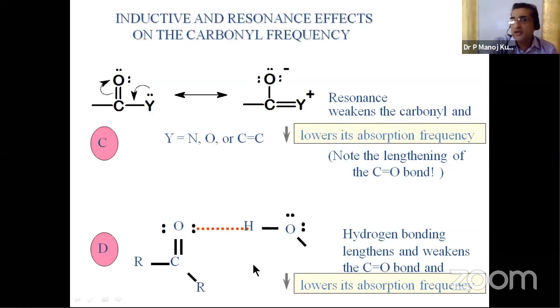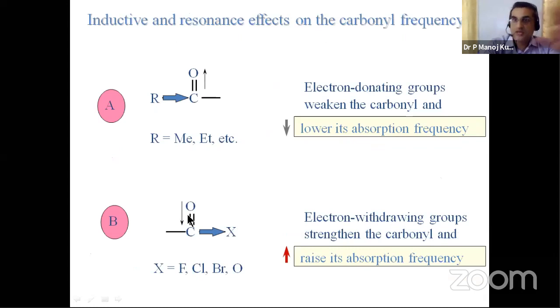Similarly, hydrogen bonding, we already learned. It doesn't affect the OH bond alone. We already learned that the OH stretching vibrational frequency will be shifted to lower wave number in the case of hydrogen bonding. A similar effect will happen with the C double bond O also. The C double bond O bond also will get weakened. It will be shifted to lower wave numbers. So these four effects should be at your fingertips. It will help us in understanding the concept very easily.